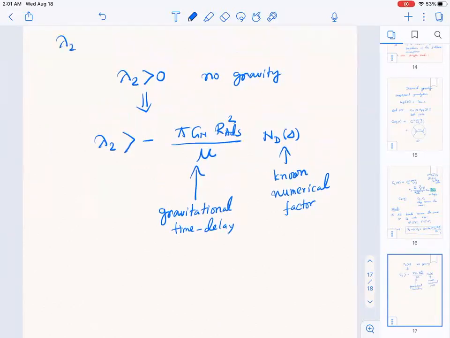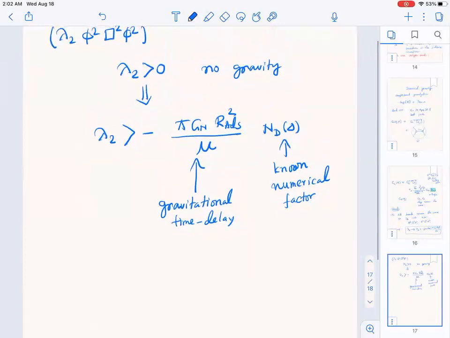Just to remind everybody, this is the coefficient of phi squared box squared phi squared. The fact that lambda 2 is positive when there is no gravity can, in certain scenarios, be understood as a causality constraint. When lambda 2 is negative, there is some kind of time advance, so that's why lambda 2 has to be positive. Now, when you switch on gravity, gravity always introduces a time delay. Because of that, you are now allowed a little bit of time advance from the non-gravitational physics, because the gravitational effect always gives some time delay, and together the entire thing can give you a time delay, but not an advance. So that's why these kinds of relations make sense.